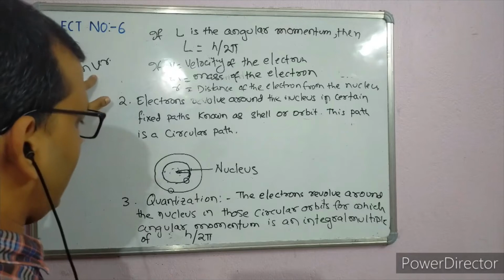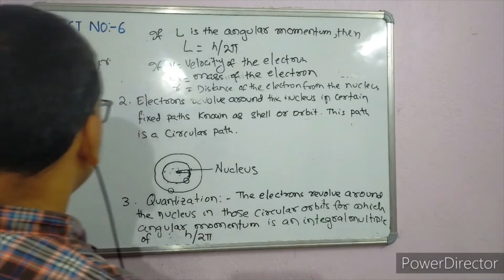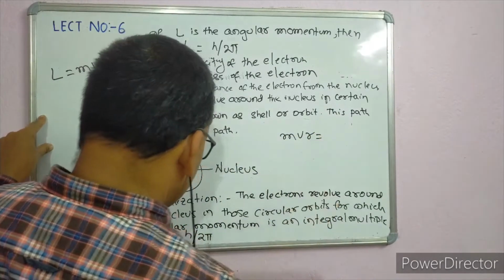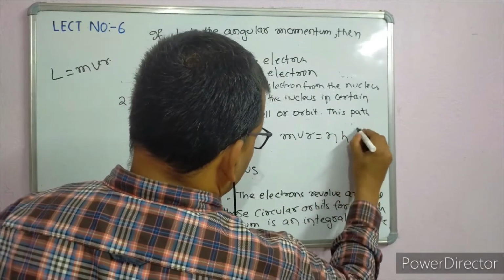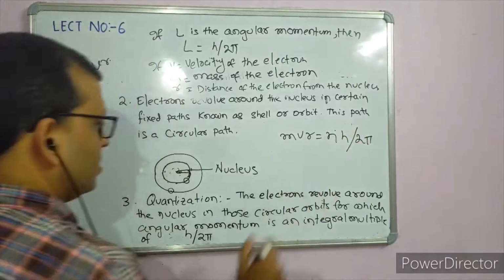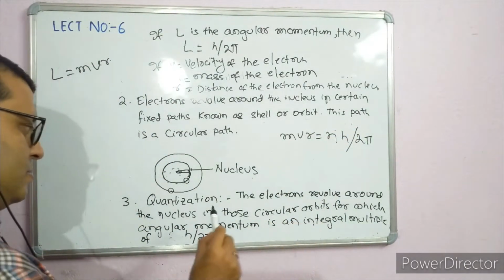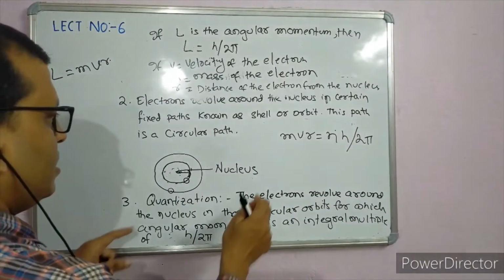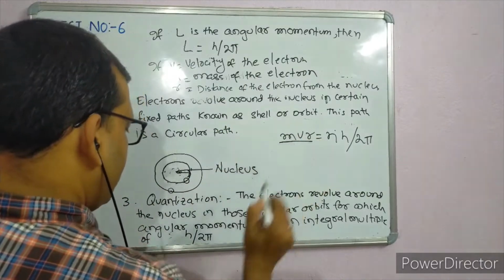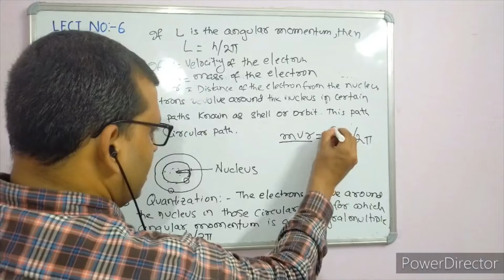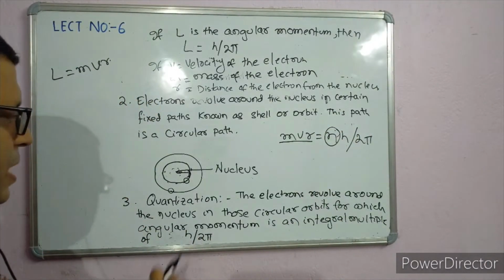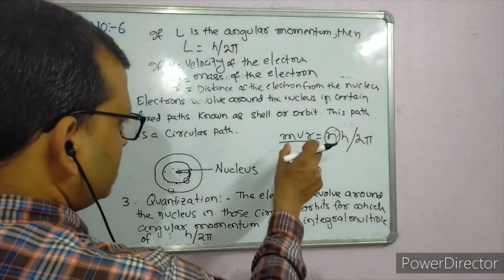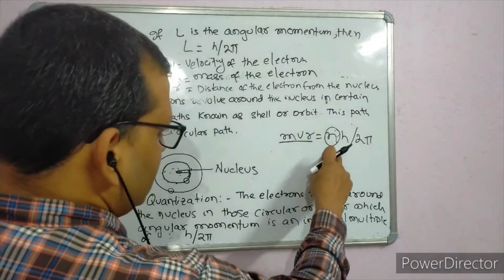and because L is equal to mvr and L is also equal to h by 2 pi, our mvr should be equal to nh by 2 pi, where n is an integer, because we have already told that the electrons revolve around the nucleus in those circular orbits for which angular momentum is an integral multiple of h by 2 pi, where h is the Planck's constant.